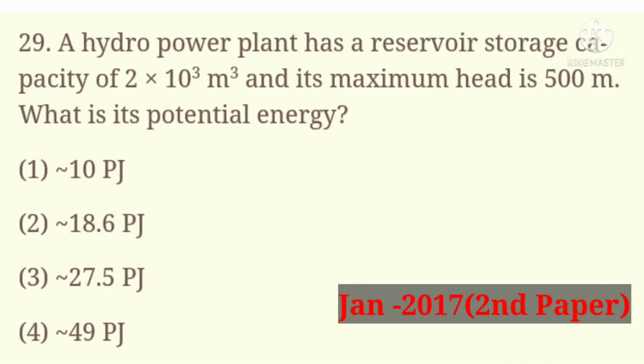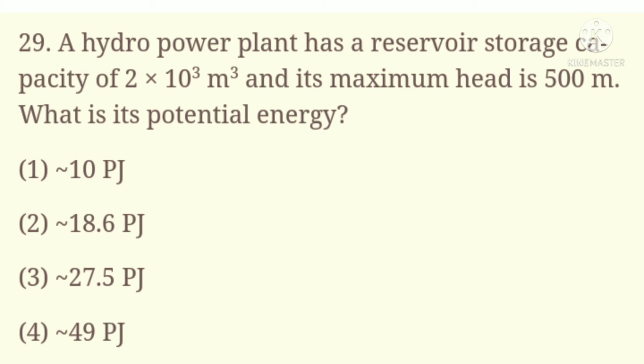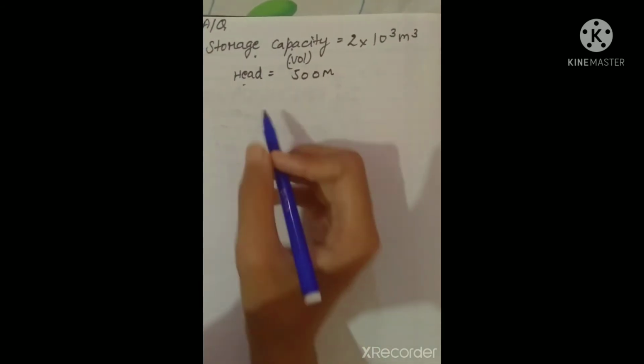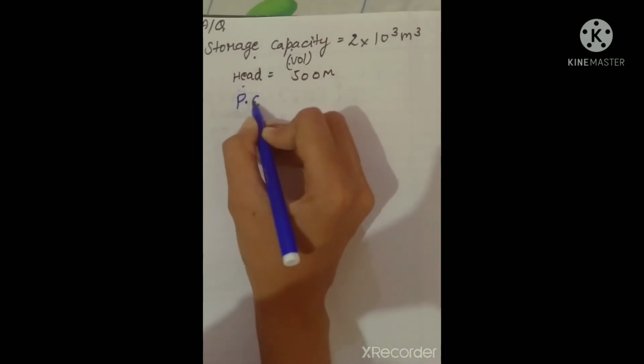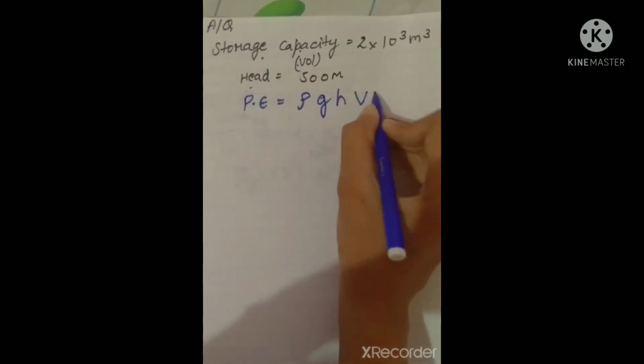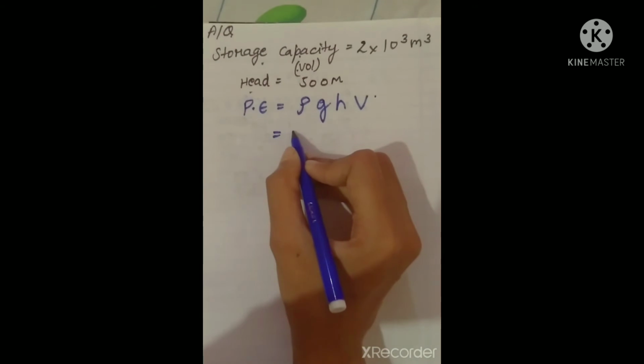Next question is: a hydropower plant has a reservoir capacity of 2 into 10 raised to power 3 meter cube and its maximum head is 500 meter. So what will be its potential energy? Now let's see how we will solve this. Here in the question, storage capacity, that is volume, is given and the head is given and we have to find the potential energy. So our formula for potential energy is equal to rho G H V. Now by putting the values we will solve this.